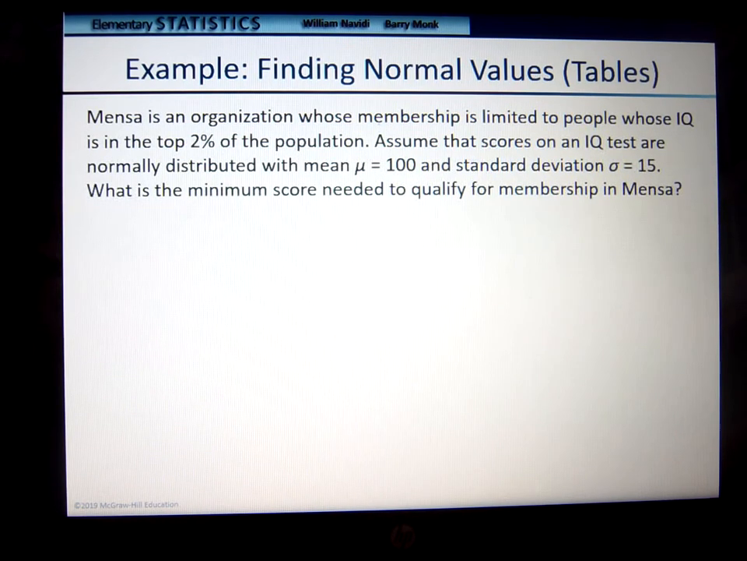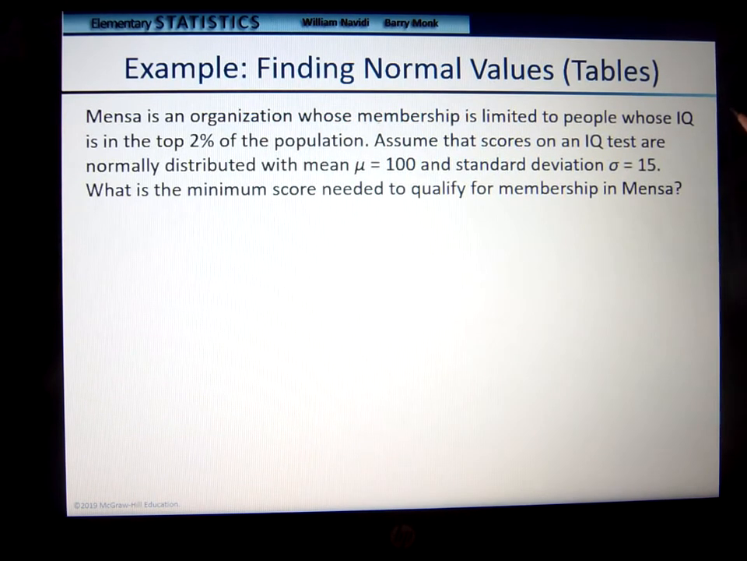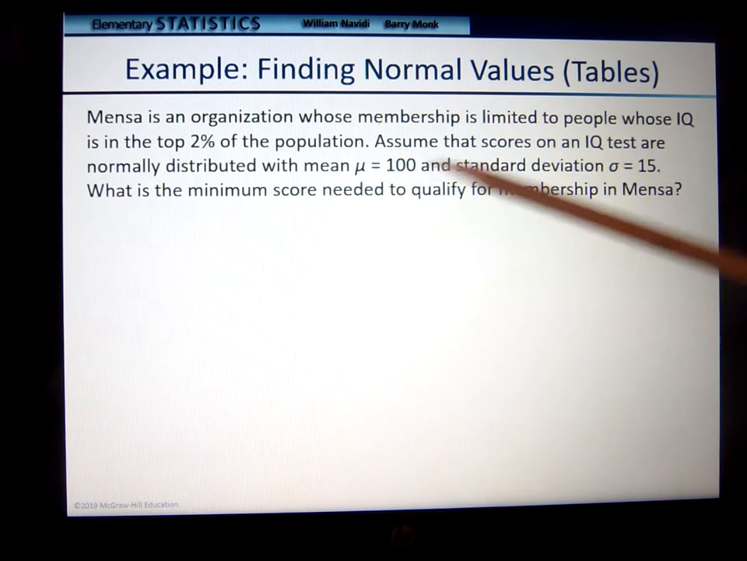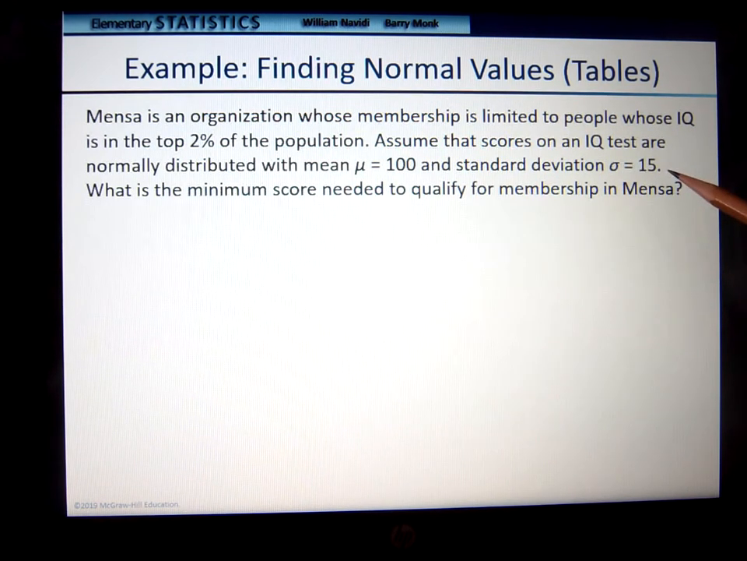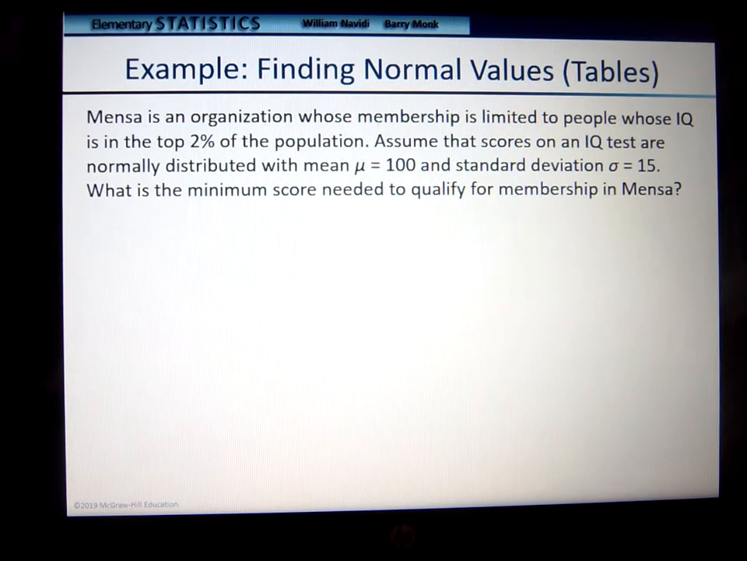Now, Mensa is an organization whose membership is limited to people with an IQ that is in the top 2% of the population. Not me, by the way. Assume that the scores on an IQ test are normally distributed with a mean of 100 and a standard deviation of 15. What is the minimum score needed to qualify for membership in Mensa?